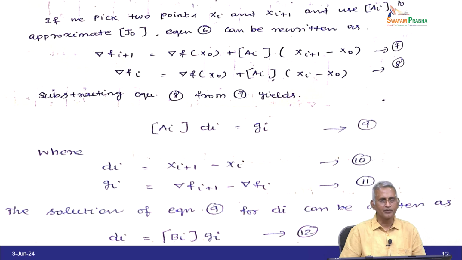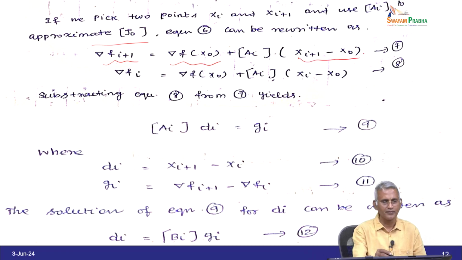So, if we pick up 2 points xi and x(i+1) and use Ai as the approximation of J naught, equation 6 can be written as del of f(i+1) equal to del of f of x naught plus Ai into (x(i+1) minus x naught). So, del fi is nothing but del of f of x naught plus Ai into (xi minus x naught).